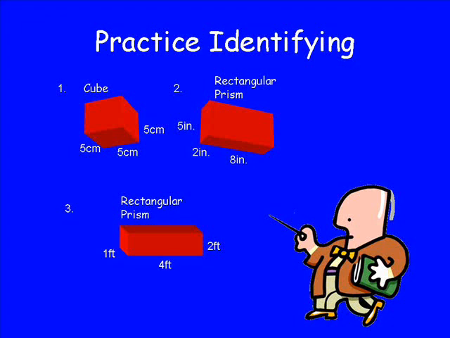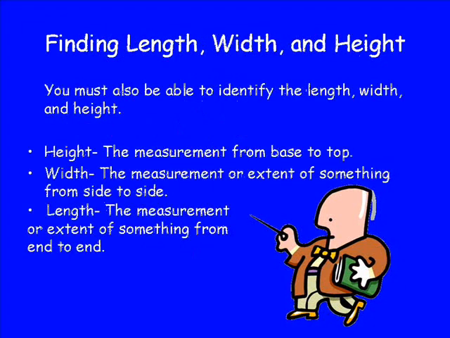Number 1 is a cube, number 2 is a rectangular prism, and number 3 is also a rectangular prism. You must also be able to identify the length, width, and height. The height is the measurement from base to top. The width is the measurement or extent of something from side to side. The length is the measurement or extent of something from end to end.